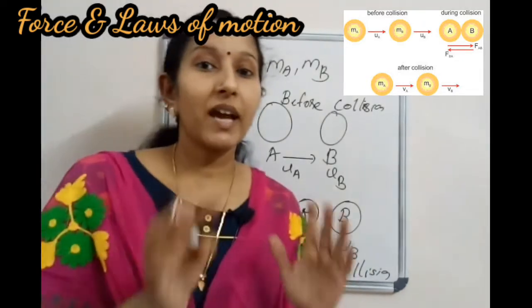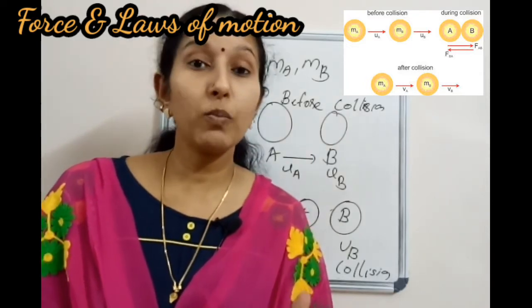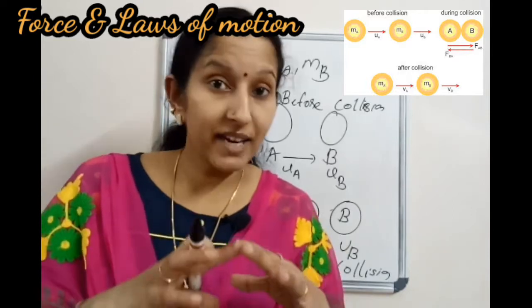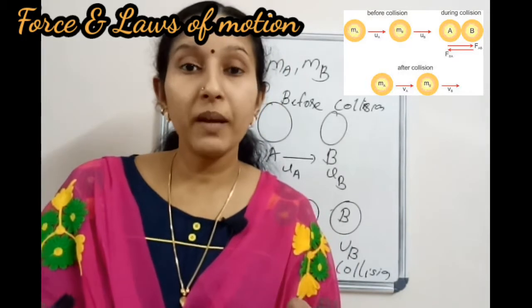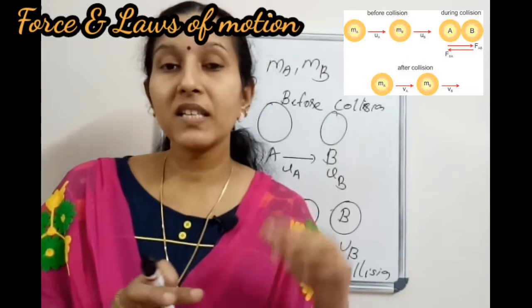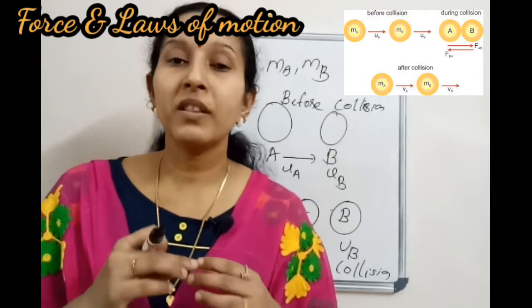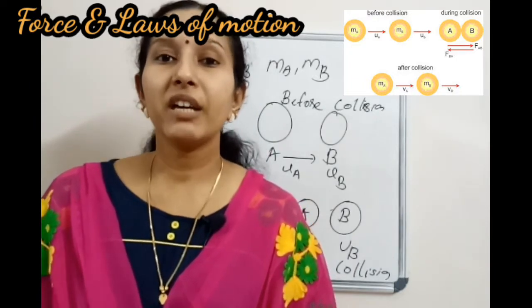So this is about the activity. Two balls A and B move with their initial velocities UA and UB. After some time they collide, which means ball A exerts force on B and B exerts force on A, that is FAB and FBA. Then after the collision, the balls move with their final velocities VA and VB.